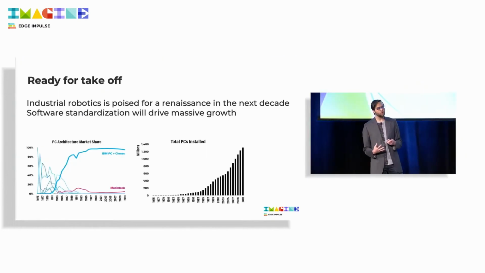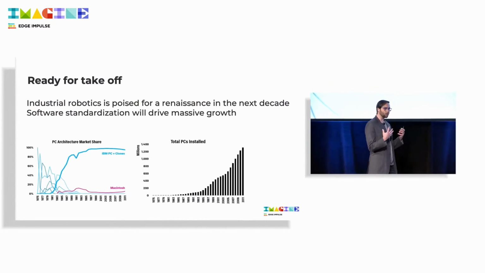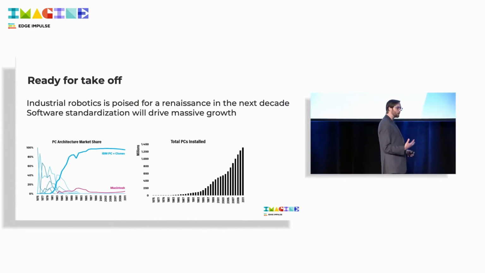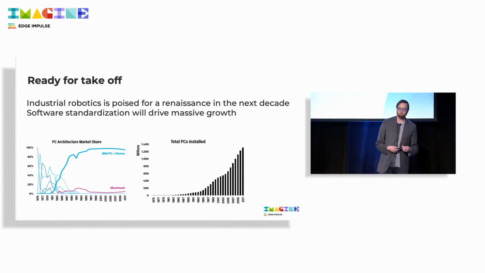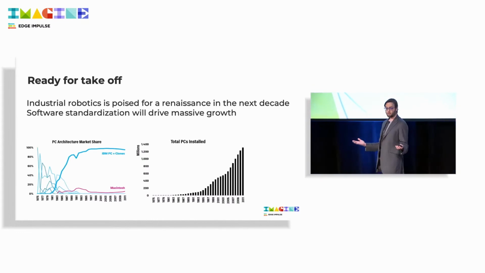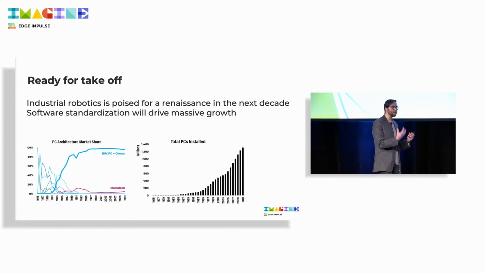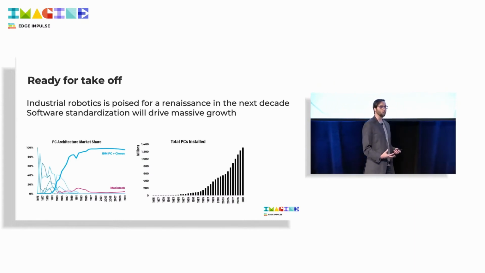And the robotics industry is poised for massive growth. As I said earlier, there are about 400,000 robots sold per year. But if you look at the adoption curve for PCs, that places the robotics industry roughly in the early 1980s, which means that there is tremendous opportunity for growth.